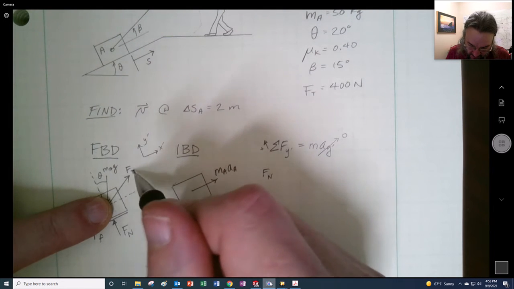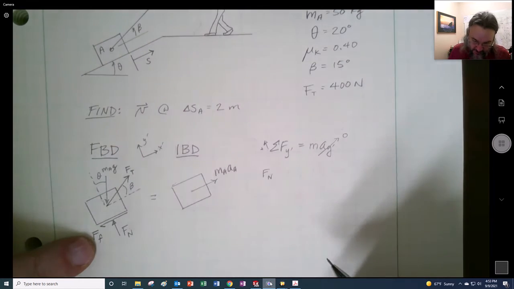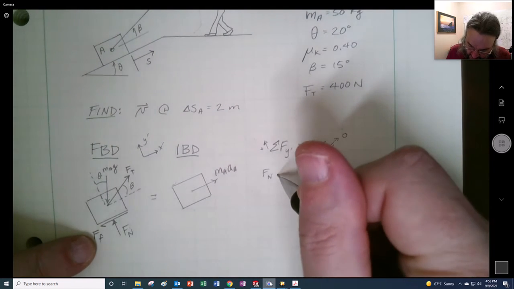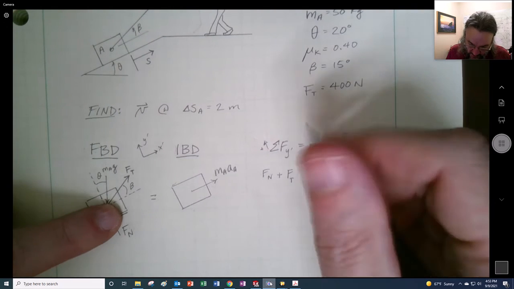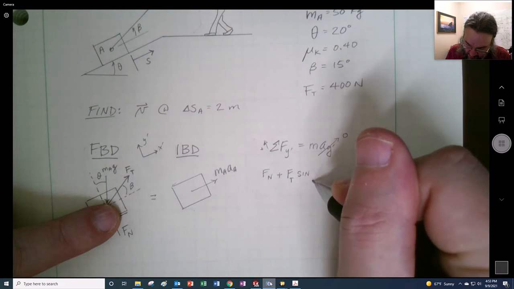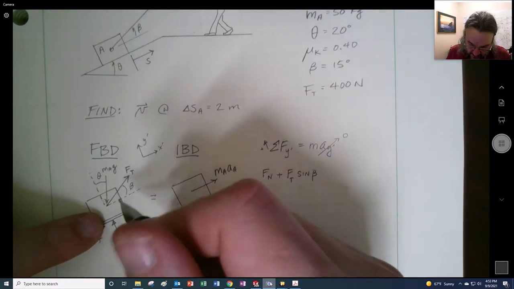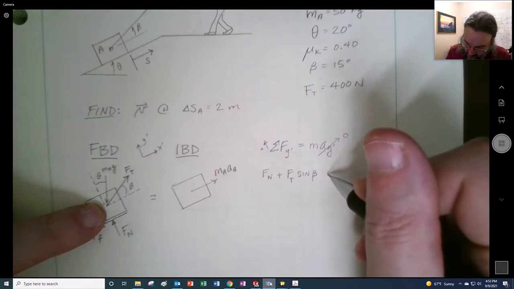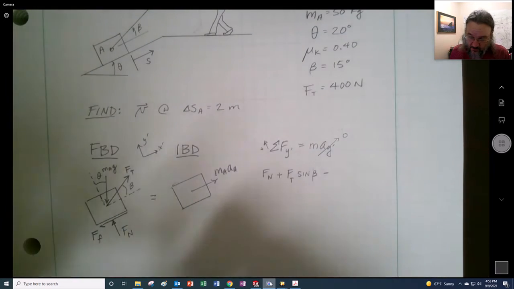Plus, there's going to be a portion of this. I'll put the angle in there, that beta. So there's also going to be an Ft, but only the sine of beta portion of it. And then this is going to be down, negative. It's going to be in the negative y prime direction.